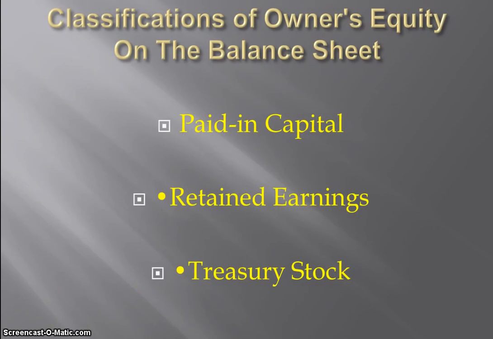Classifications of owner's equity on the balance sheet. You have three of them. You have paid-in capital, retained earnings, and the treasury stock.